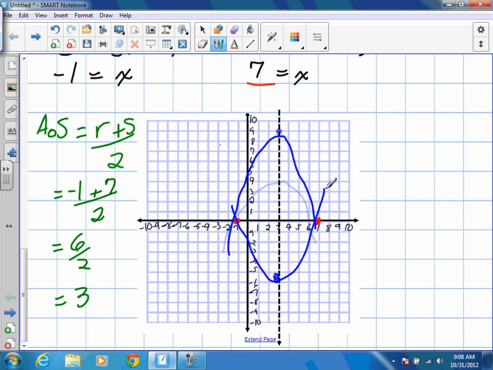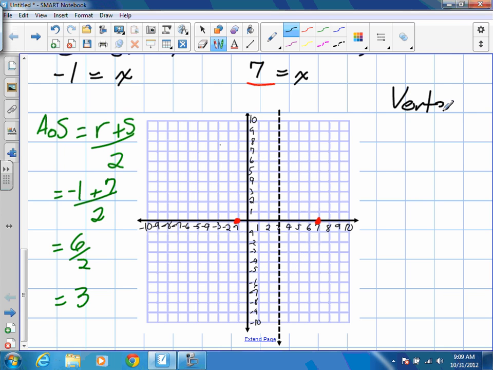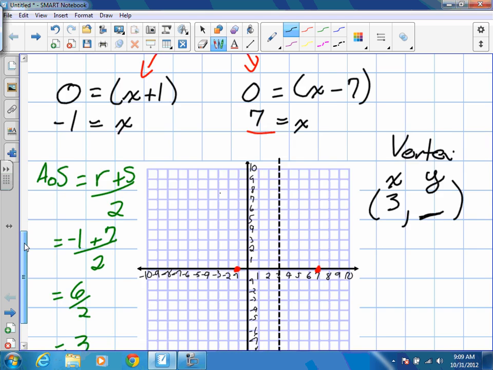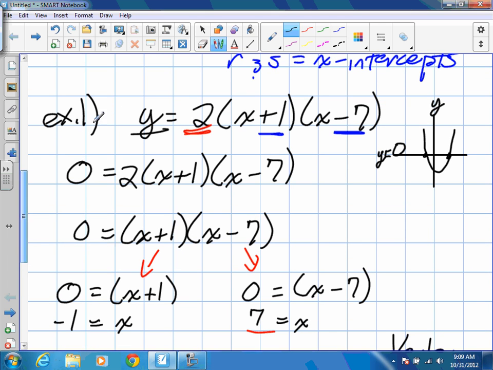So in terms of the vertex, we have the x value. The x value of the vertex is 3. We now sub 3 in to the original equation to find y. So that original equation is way up here. Okay? We're going to sub the number 3 in for these two x values. Okay? Because we know the x value of the vertex is 3. So we're going to sub it into this equation to find and solve for y.